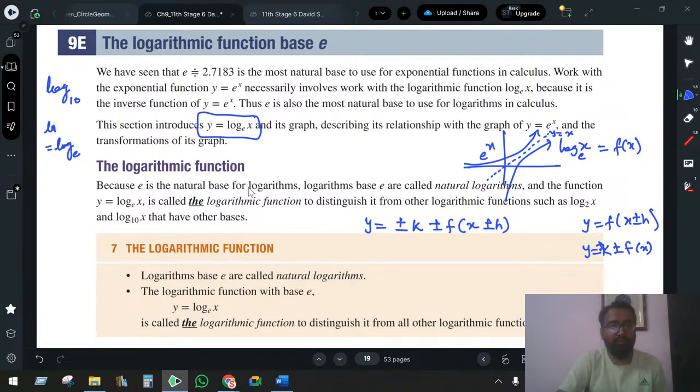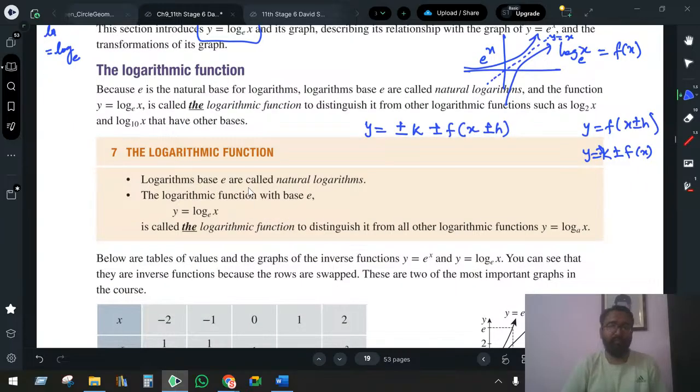Because e is the natural base for logarithm, the logarithm with base e is called the natural logarithm. Because the base is e, we call it natural. Therefore, log base e is called natural logarithm, and the function y equals log x base e is called the logarithmic function, to distinguish it from other logarithmic functions such as log x base 2, log x base 10, and other bases. In general, logarithmic function means log with base e only. Clear?